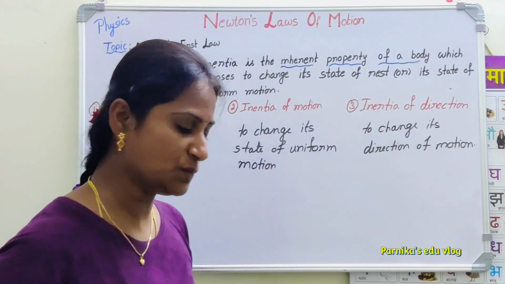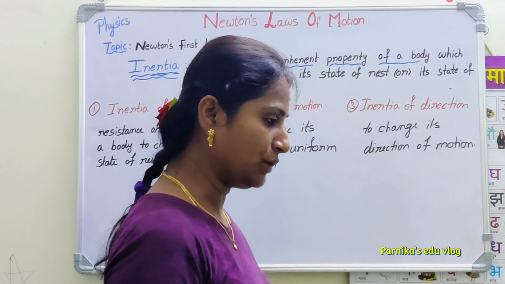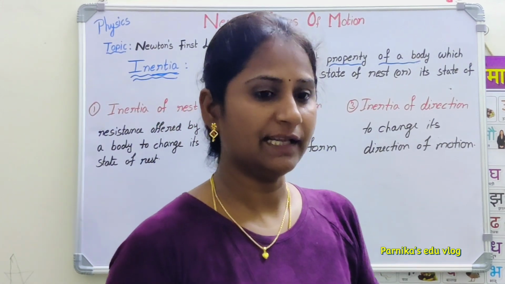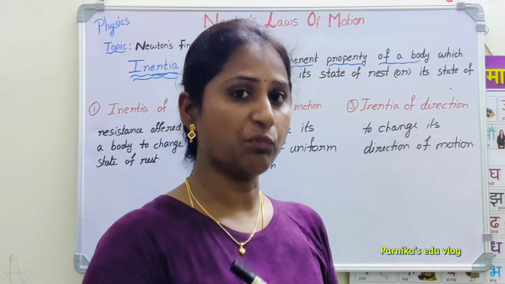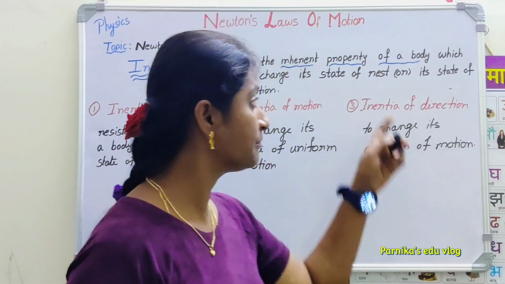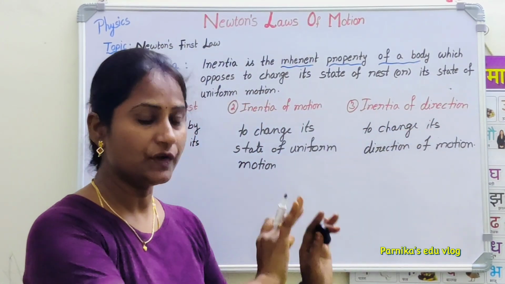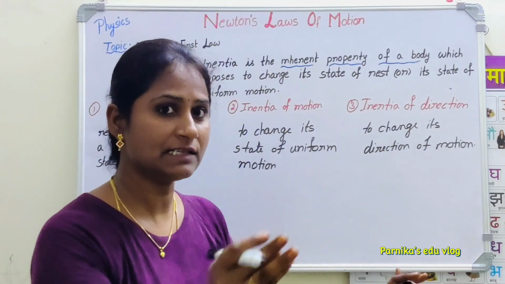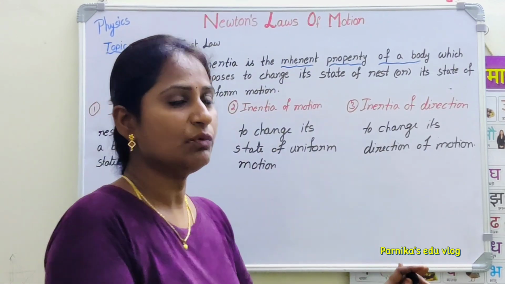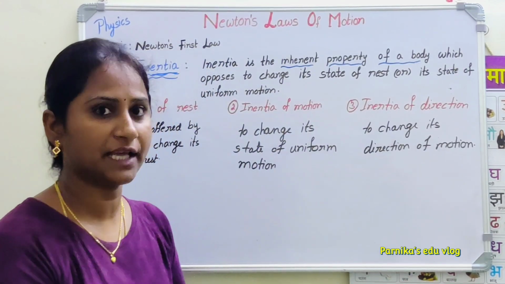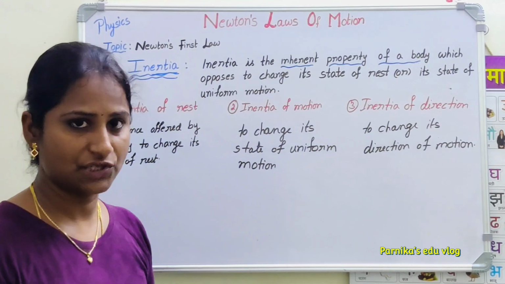So previously it is moving in a straight path. Now it wants to move in a curved path. Then the resistance offered by the body, what are we calling it? Inertia of direction. Yes. Now we have discussed the definitions. Let us give one example to understand much more clearly these different types of inertia.